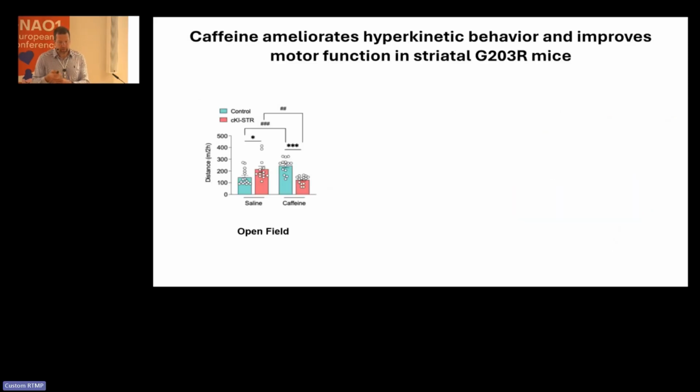And this is what we started probing, starting with the open field and looking at just the hyperactivity first. And we found a remarkable improvement that caffeine has on the hyperactivity level. So in the case of the controls, caffeine is a stimulant. If you give caffeine to the normal mice, they start running around way more. And that's what you see here by comparing the blue bars. But in G203R mice that are hyperactive right from the get-go, if you give them caffeine, they actually reduce the level of the activity.